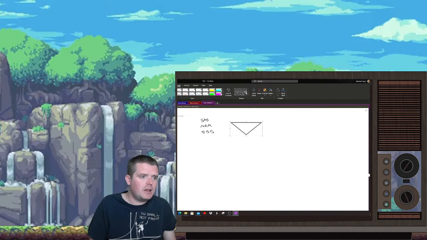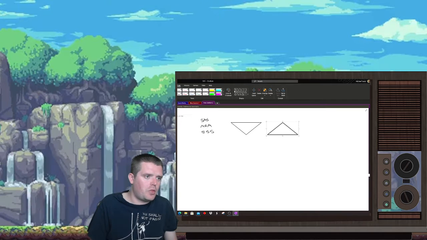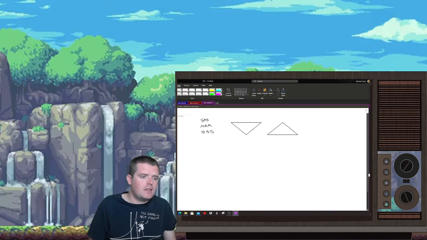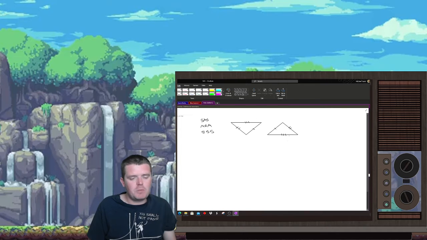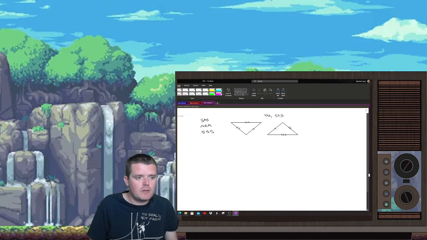As the name might imply, if I have two triangles and I can show that there are three pairs of congruent sides, that implies that the triangles are the same shape. So symbolically, this will look something like this, where I have one pair of sides, two pairs of sides, three pairs of sides with congruency symbols. And therefore, my answer on a yes or no question would be yes, they are congruent by side, side, side.